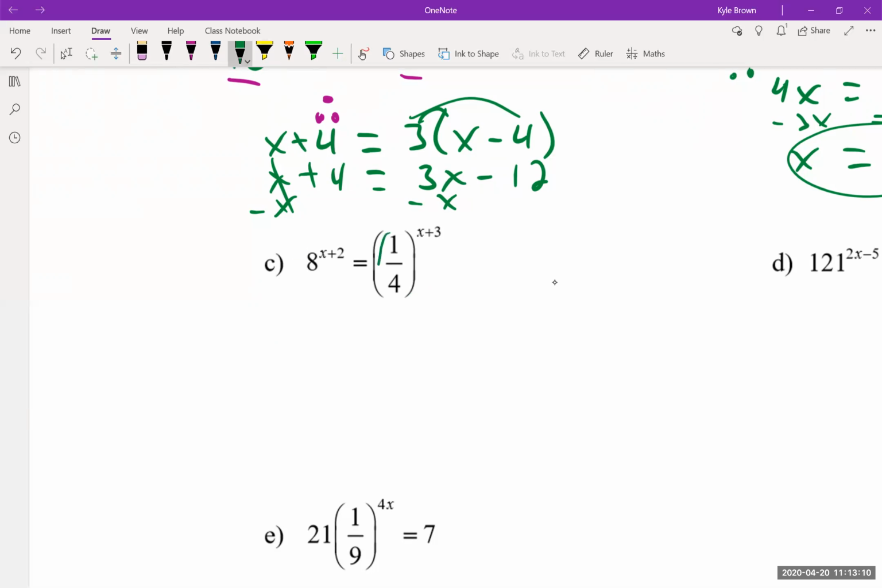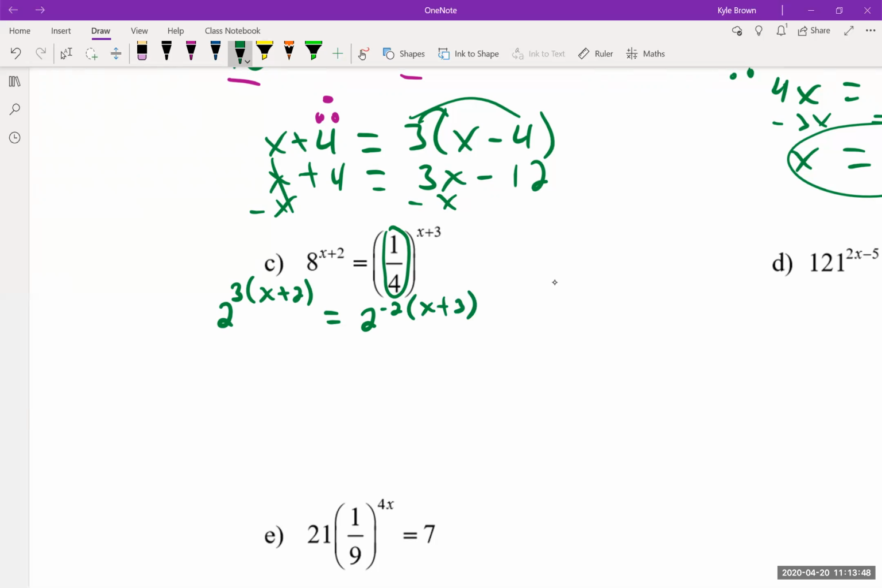This might be a little confusing because I got 1 over 4, but remember, I'm going to be able to handle that by going negative. I'll be able to say 4 to the power of negative 2. So let's rewrite the 8 as 2 to the power of 3, and then times x plus 2, is equal to, and I'm going to rewrite this guy as 2 to the power of negative 2. If you don't like that, you could do another step there as 1 over 2 to the power of 2 and then put it up, but that would be the end result. And then it's that times x plus 3.